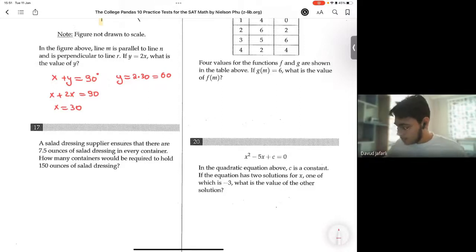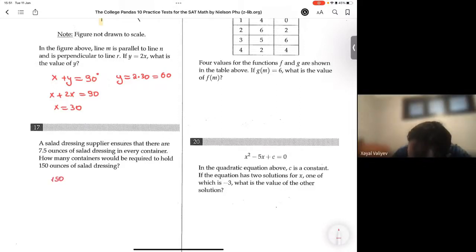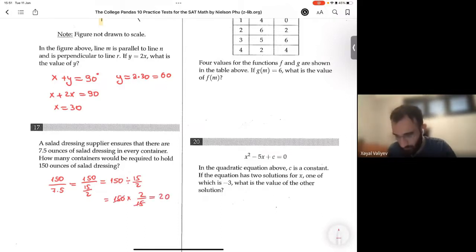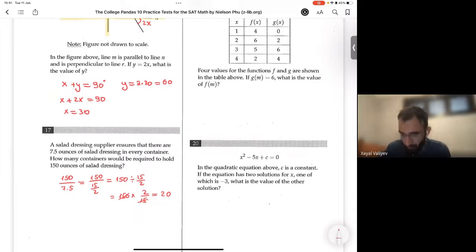150 divided by 7.5. To make it easy, we can write 7.5 as 15 out of 2, so that will be 150 divided by 15 out of 2. That will be 150 multiplied by 2 out of 15. Simplify this, that's going to be 20. So the answer is 20. We need 20 containers.